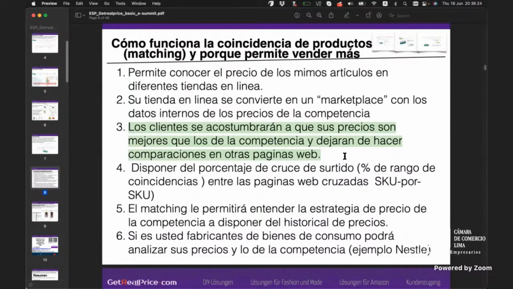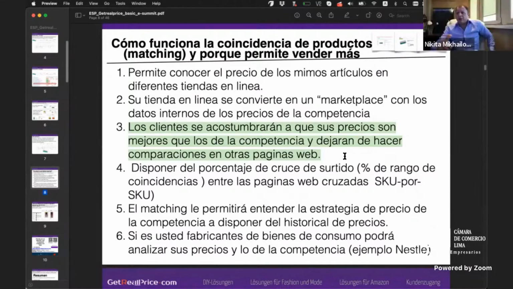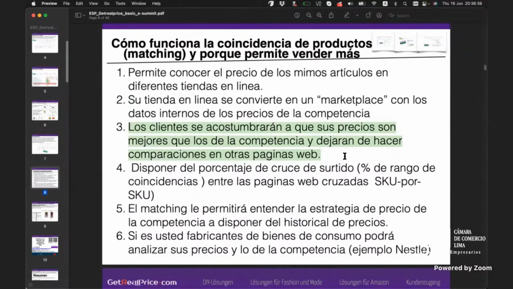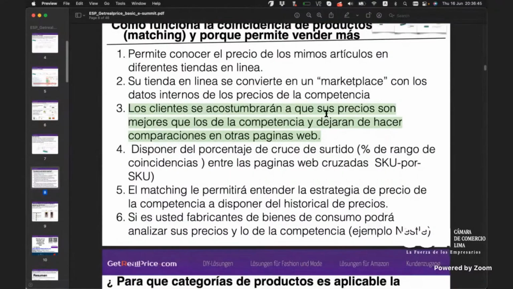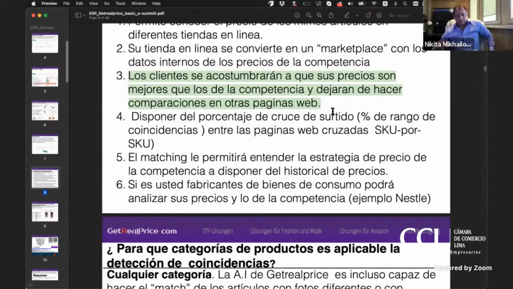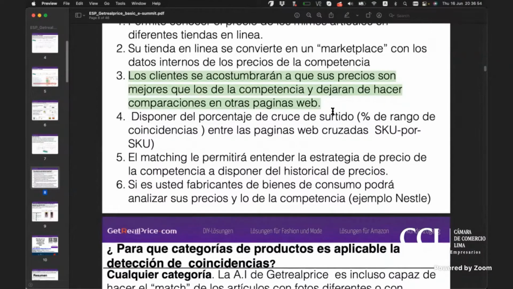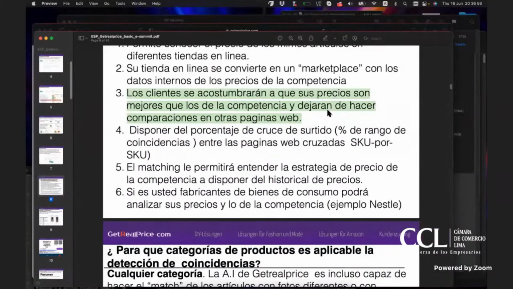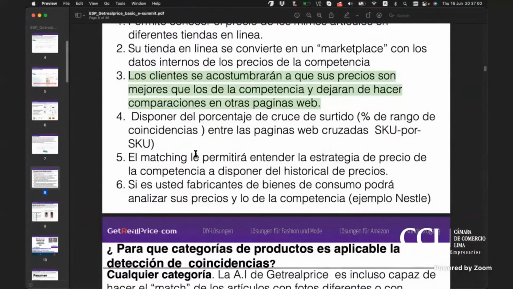from some time, like 2 or 3 months, stop comparing prices between different web shops. They understand that you have a competitive price and stop jumping to other pages to look for better prices. They get used to your web shop assuming your prices will be among the best, just because they understand that you are already doing that.